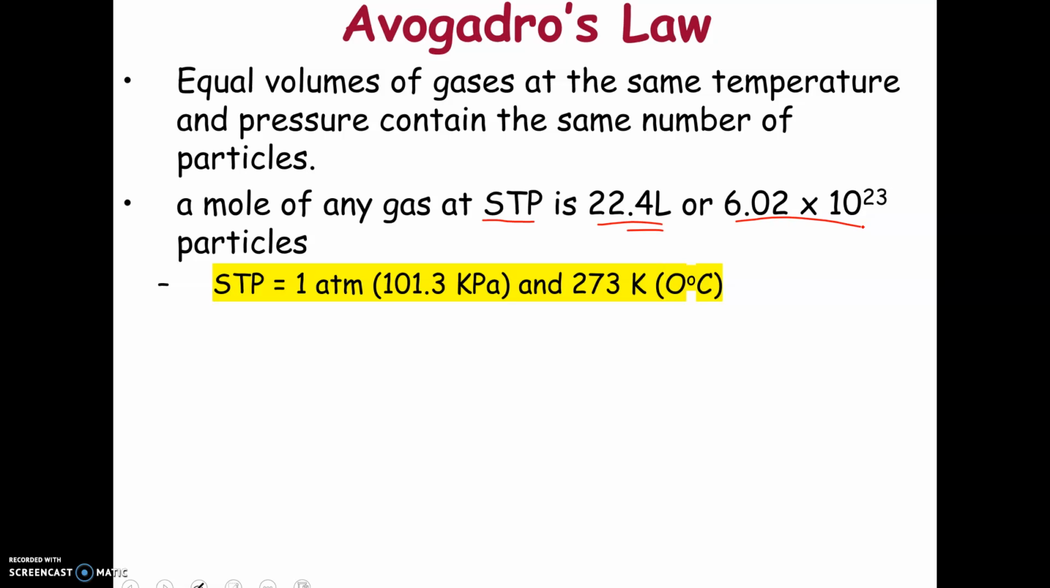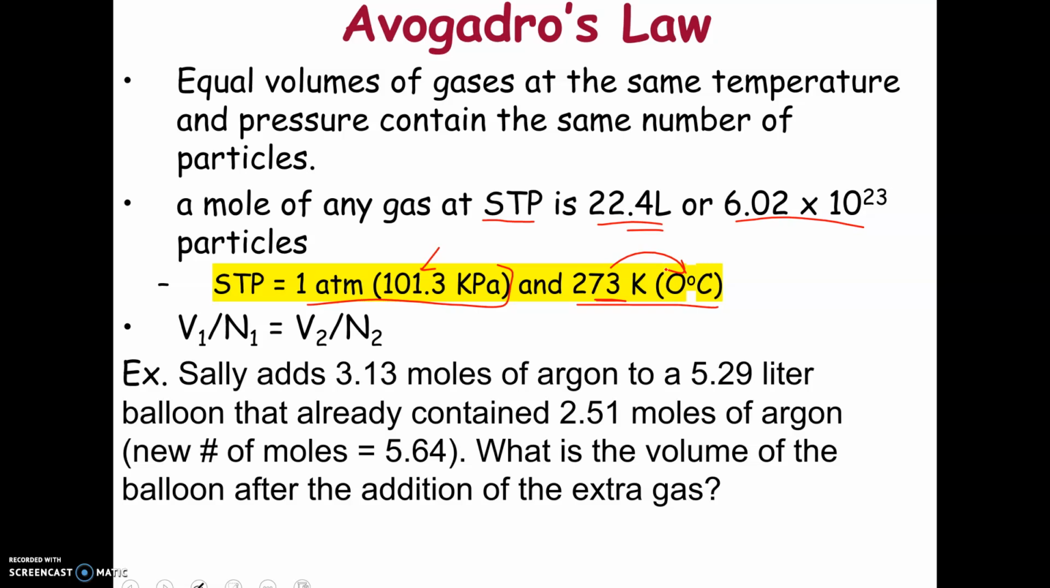So just a reminder, standard temperature and pressure, 1 atmosphere is standard pressure, or 101.3 kPa, or any of the other units we talked about. And standard temperature is 273 Kelvin, which is the same thing as 0 Celsius, because Celsius plus 273 gives us Kelvin. So this one would be V1 over N1 equals V2 over N2.